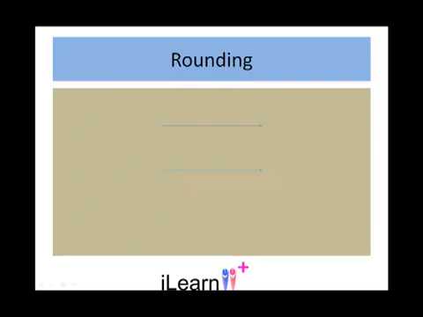Rounding. Rounding to the nearest 10 means that you need to round any digits after the tens column, either up or down. So 612 rounded to the nearest 10 will be 610.